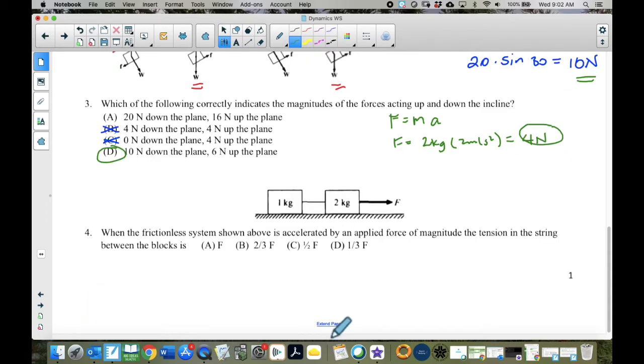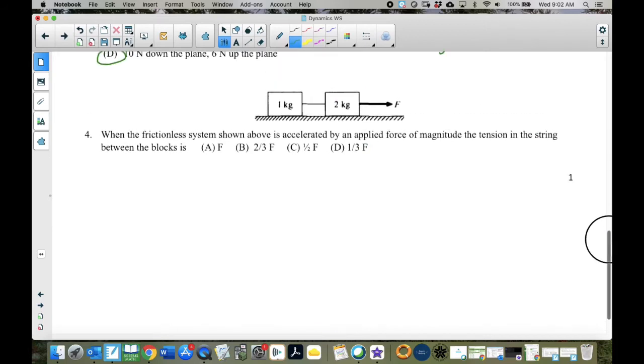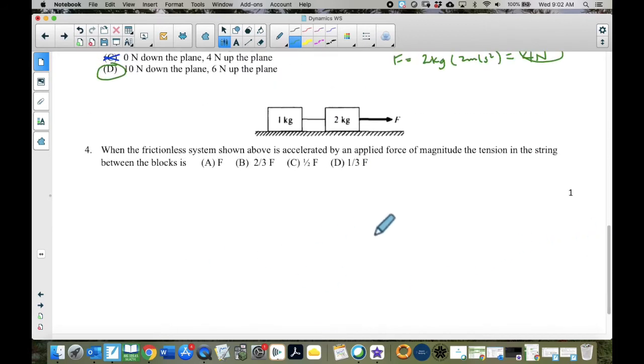Okay, let's look at number 4. We actually did one similar to number 4, I think, in that AP workbook. But let's take a look at it. So if we have this force pulling 3 kilograms, and then let's just call this force in here T. Well, T is only pulling 1 kilogram.